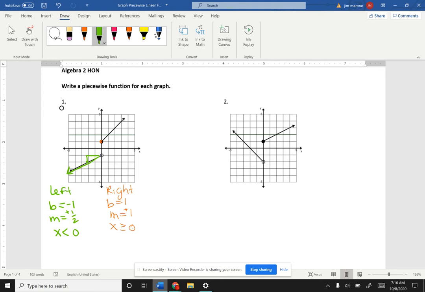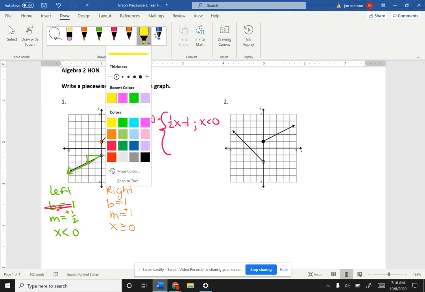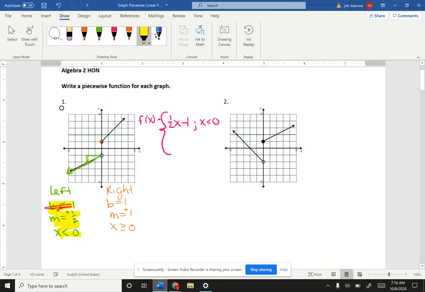So that's all the information that I need to write my piecewise function. So then when I go to write it, I write f of x equals, try to make those big braces, and usually we write the left side first, so 1/2 x minus 1, where x is less than 0, because that comes from all of this information. Oops, here, didn't mean to cross it out. So that comes from all that information there.